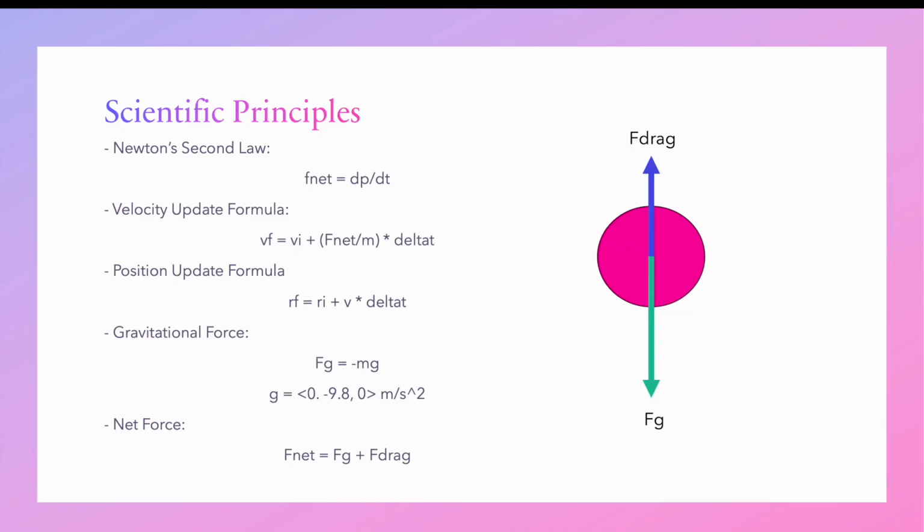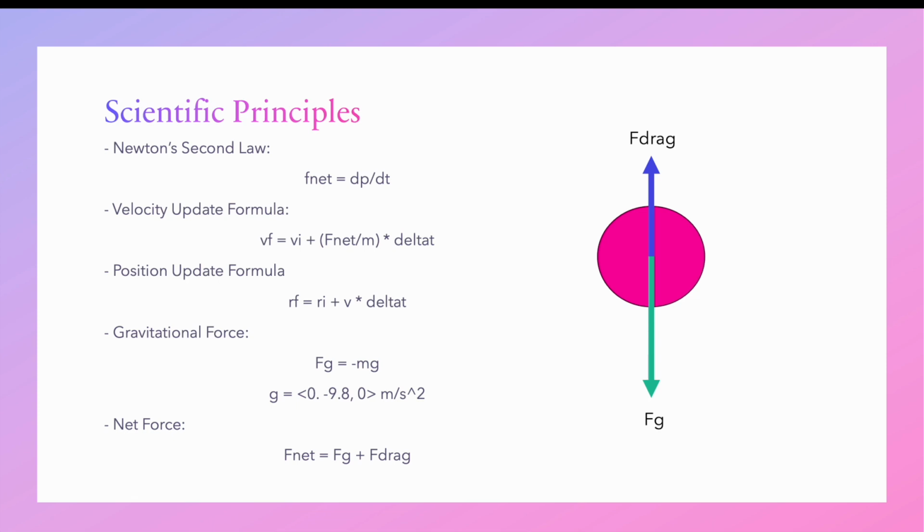So the scientific principles in this experiment are Newton's second law, which is F net equals dp/dt. The velocity update formula, which is that the final velocity of an object is equal to its initial velocity plus the net force divided by its mass times the change in time. Then our position update formula, which is that our final position is equal to our initial position plus the average velocity times the change in time.